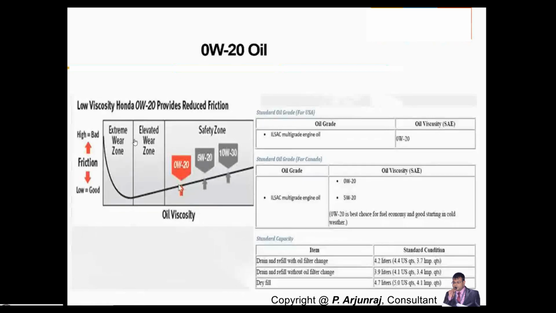So here the graph shows that 0W20 is having lesser friction as compared to the others. And the lesser the friction, the fuel economy is also going to be much better. So there is always a relationship between the cooling system and the fuel economy.